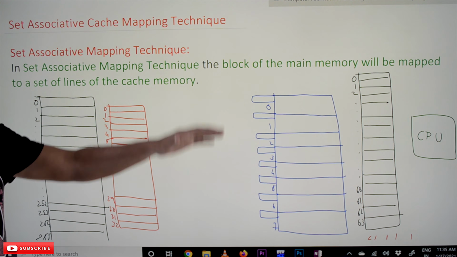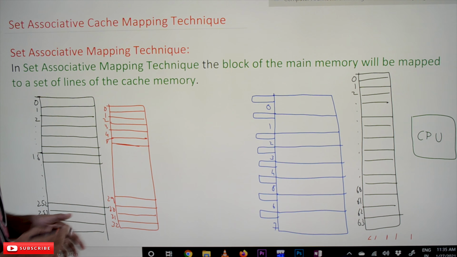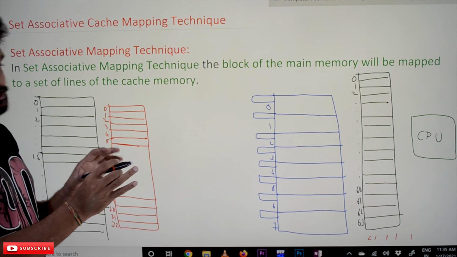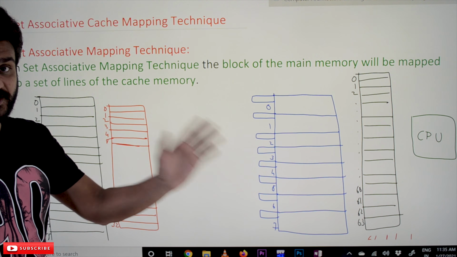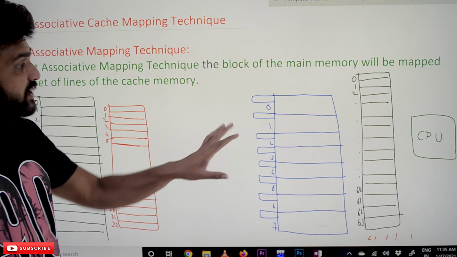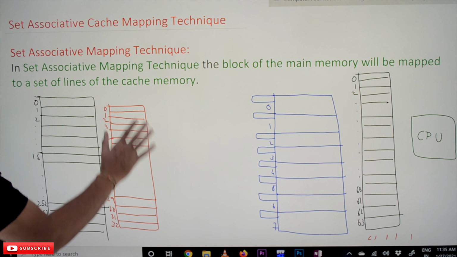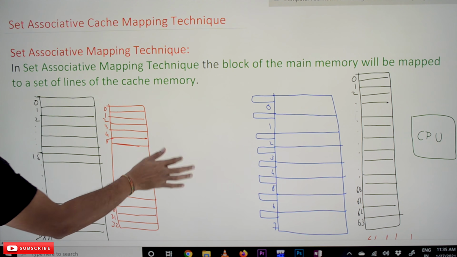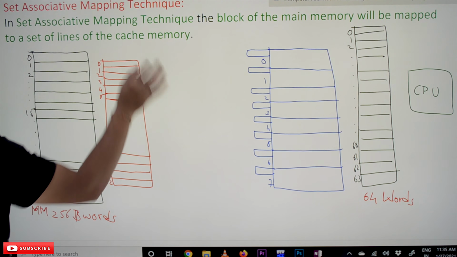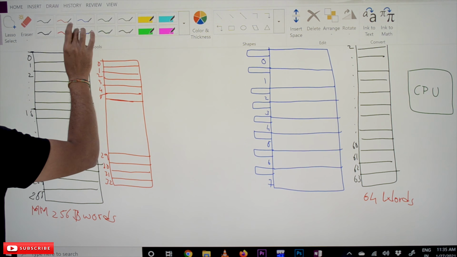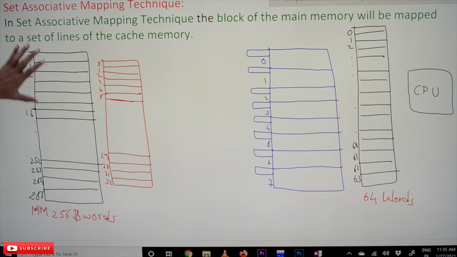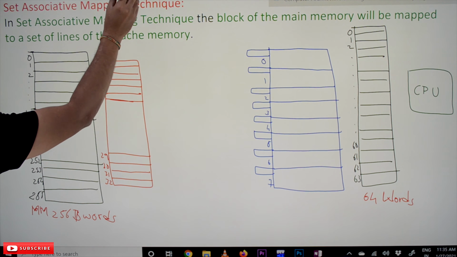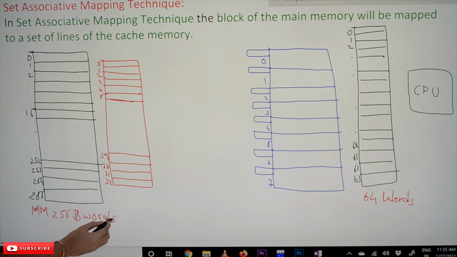Before that, we will try to understand the configuration of our CPU. This is not the same example that we have taken in direct mapping and associative mapping. This is a bit different. This is a bit bigger computer. So what are the components it is made up of? This is our main memory. Our main memory is 256 words.